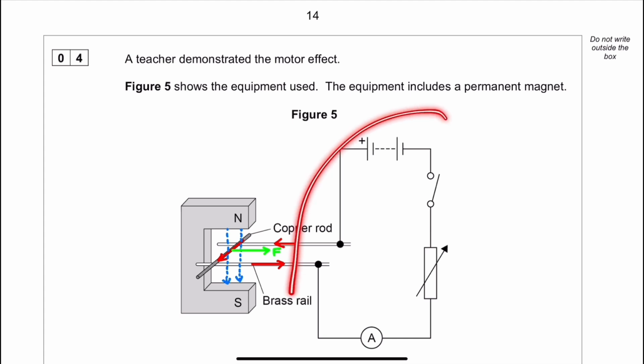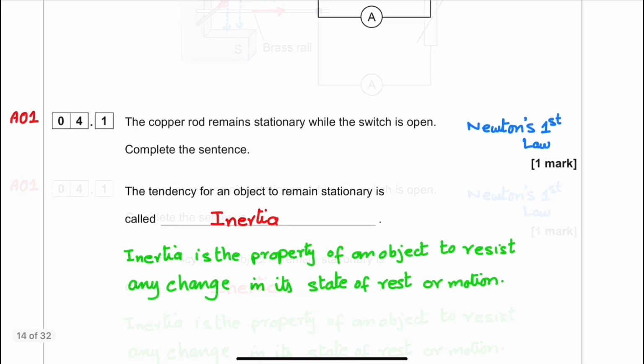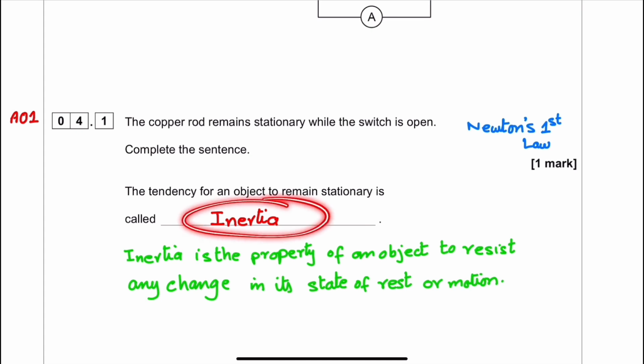This is the electric circuit. In the electric circuit, we can see here the power supply, the ammeter, variable resistor, and a switch. 4.1 is an AO1 question. The copper rod remains stationary while the switch is open. Complete the sentence. The tendency of an object to remain stationary is called inertia.